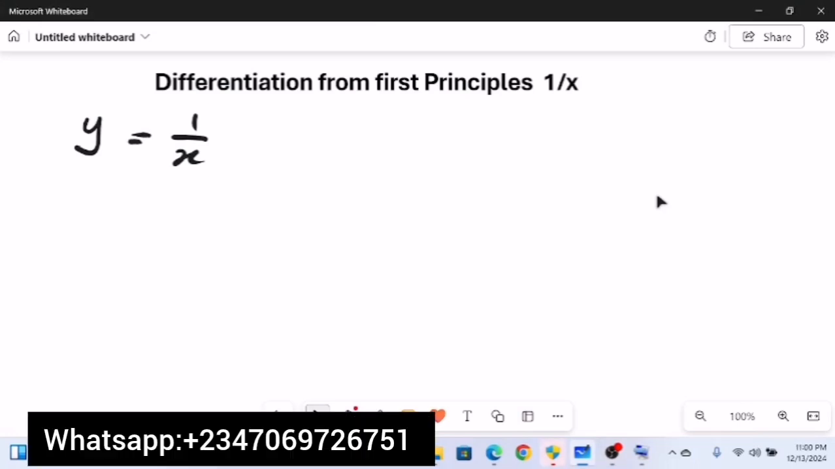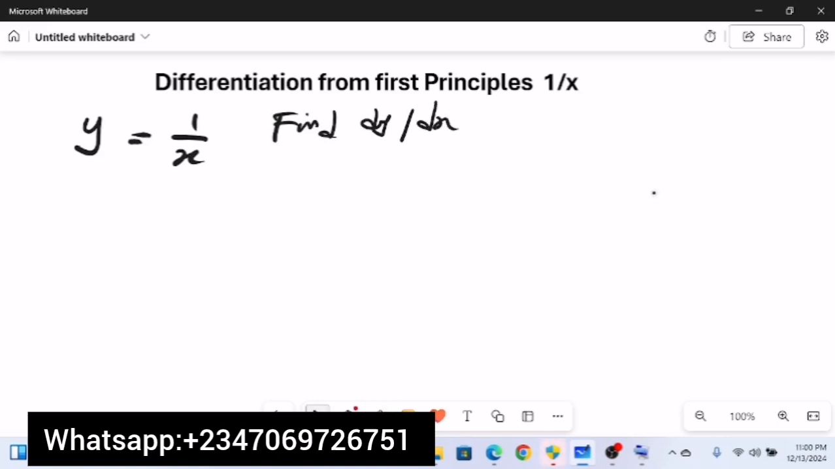In this video we are going to be differentiating from first principle 1 all over x. So given that y is equal to 1 over x, let's say we are asked to find dy all over dx if y equals 1 over x.